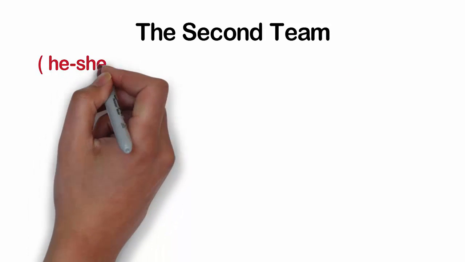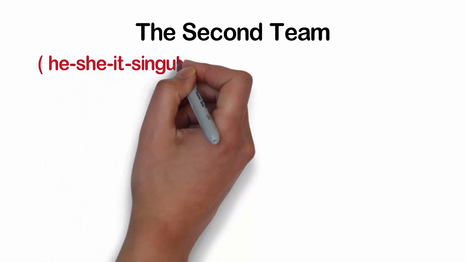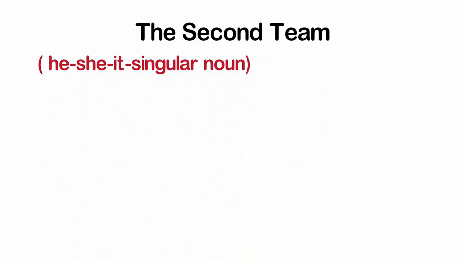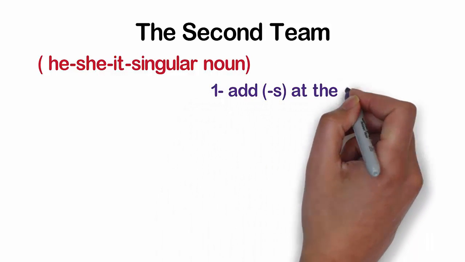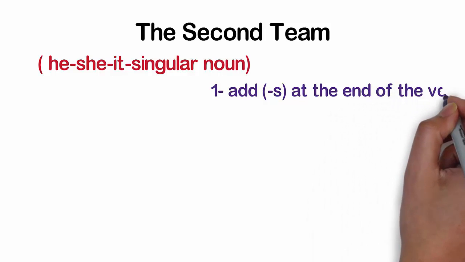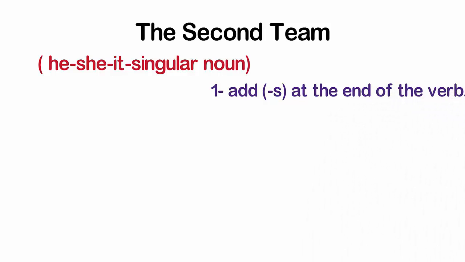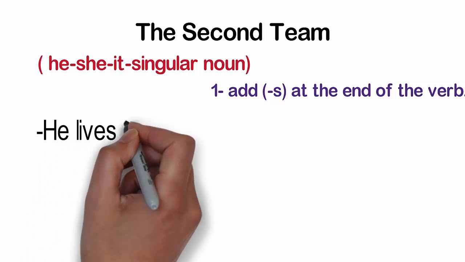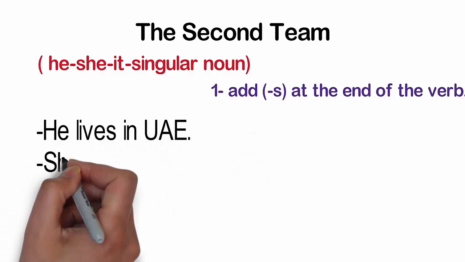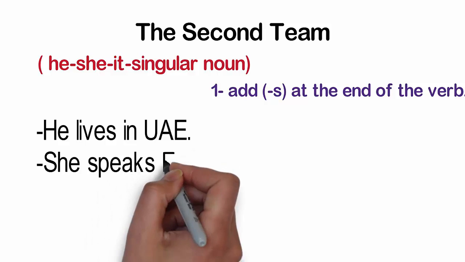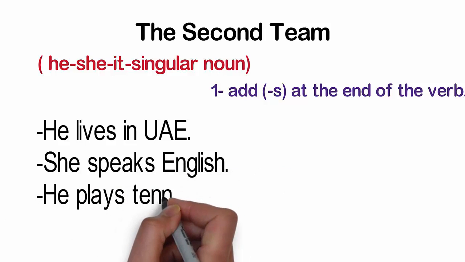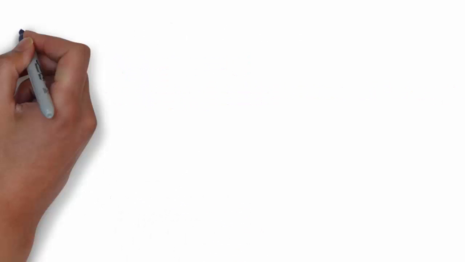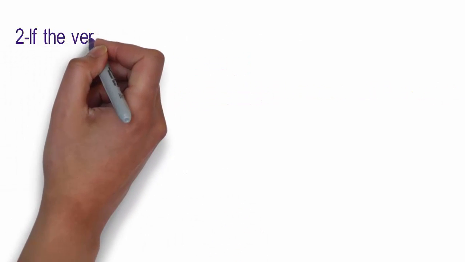If the subject of the sentence is he, she, it, or a singular noun like Jack, James, we should add s at the end of the verb to make it in the present simple tense. For example, he lives in UAE. She speaks English. He plays tennis.